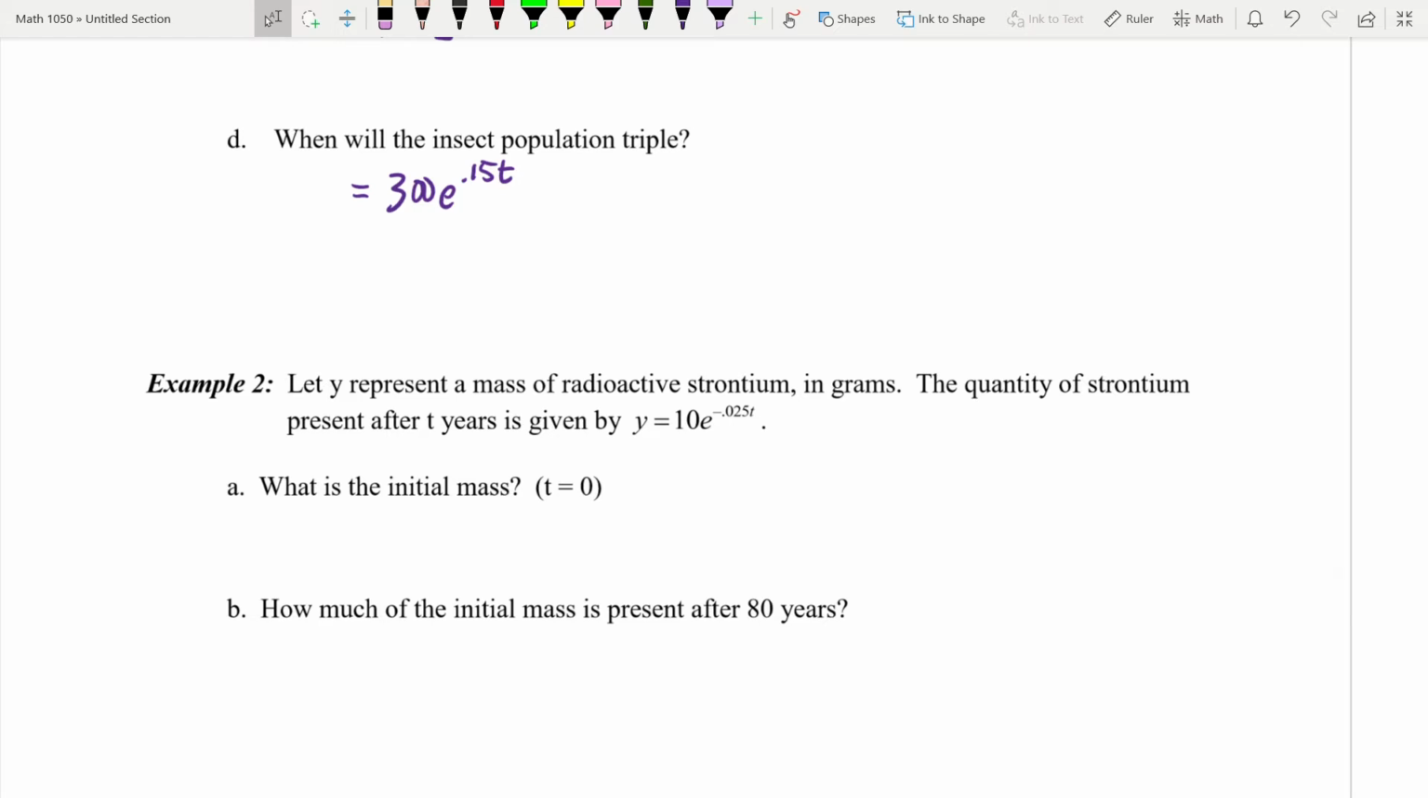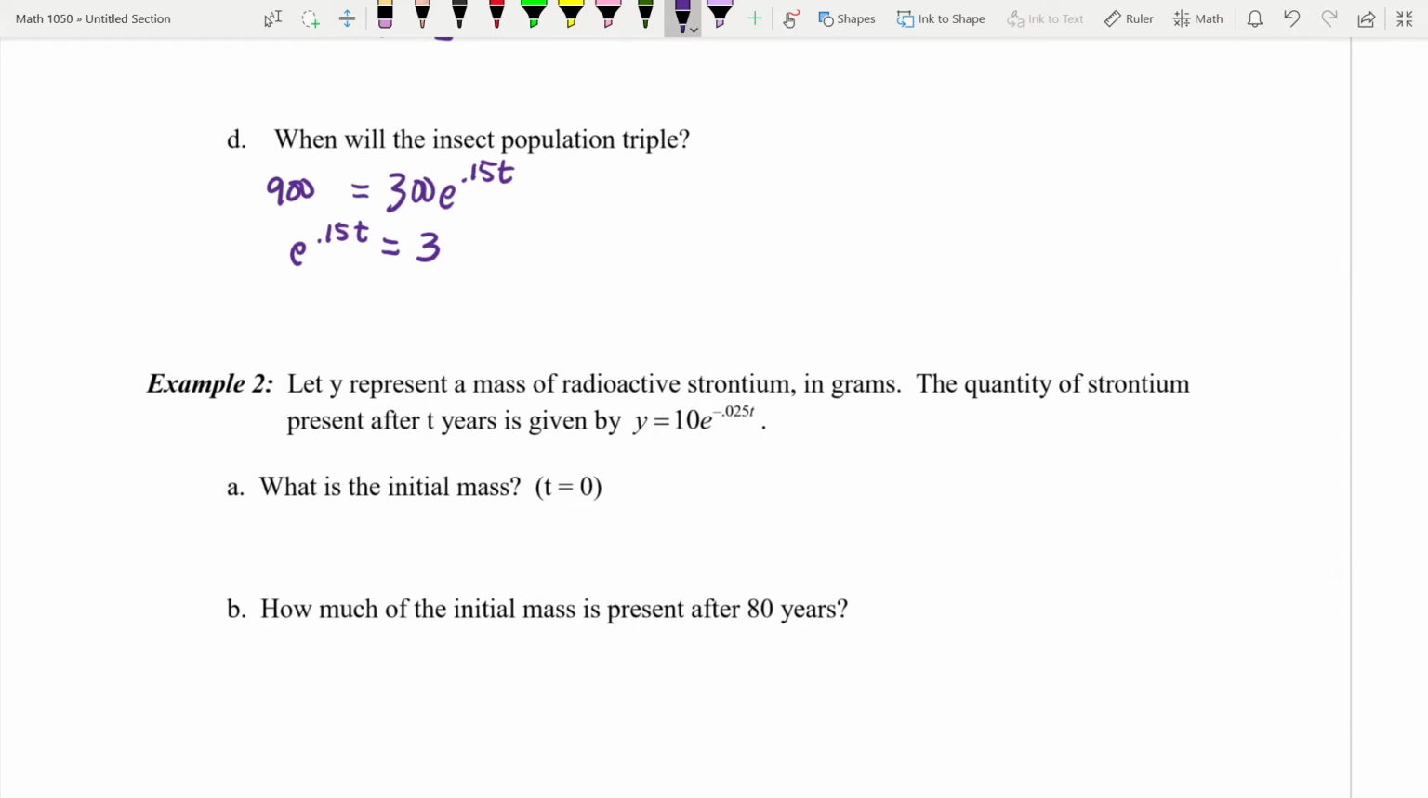Some of you are putting 3 because triple means 3 times, right? But if you start with 300 and it triples, now you're at 900. Okay, what am I going to ask you right now? Everybody tell me the question. Are you stuck? What's the answer to the question? What do you do? Divide by 300, right? So you have e to the 0.15t is 900 divided by 300, which is 3.